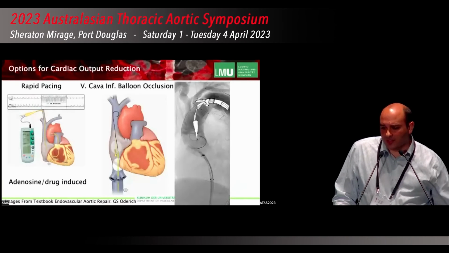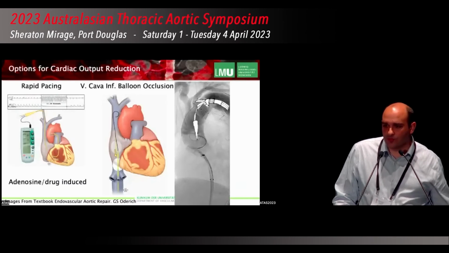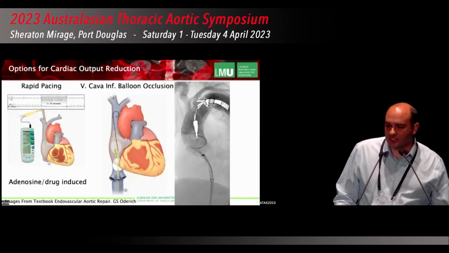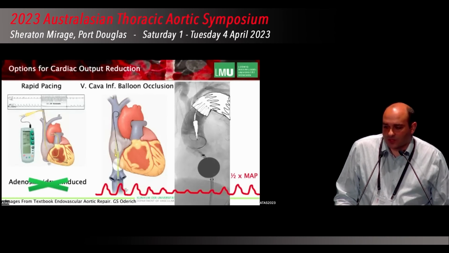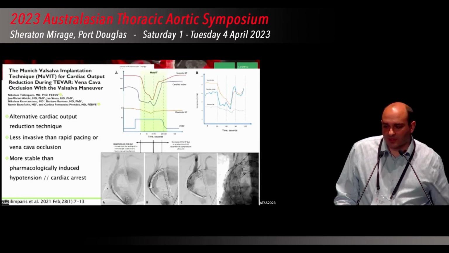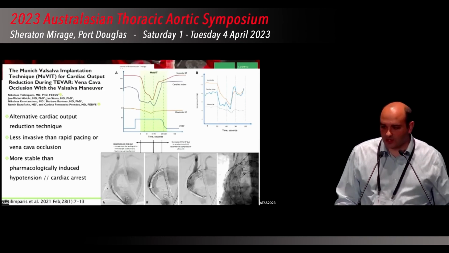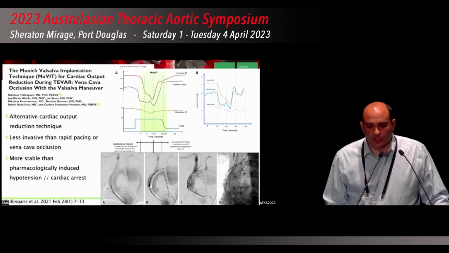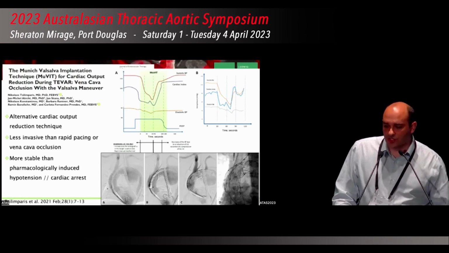And finishing the endovascular approach, I would just want to present you our Move It maneuver, the Munich Valsalva implantation technique, which is how we reduce the cardiac output in our center now. We stopped doing rapid pacing and vena cava inferior balloon occlusion because they're more invasive, and what we actually do is reduce the cardiac output by increasing the PEEP of the patient. So the patient goes into manual ventilation.